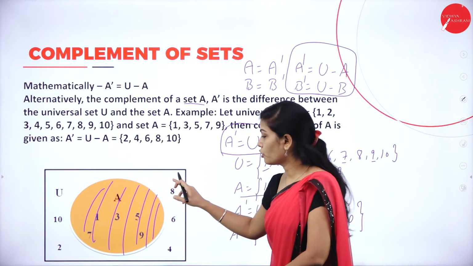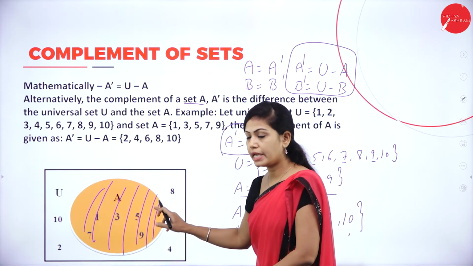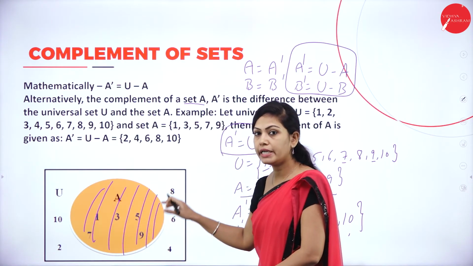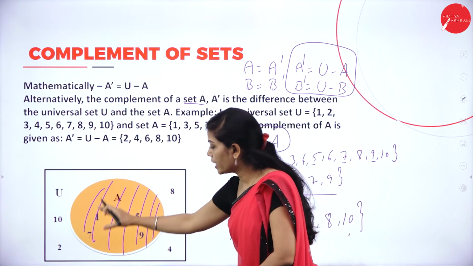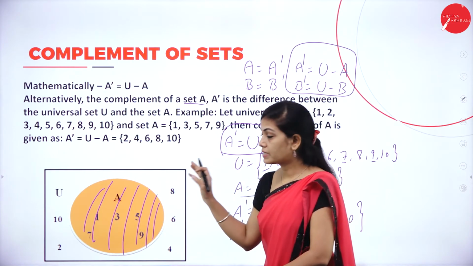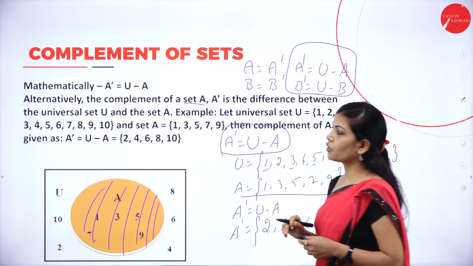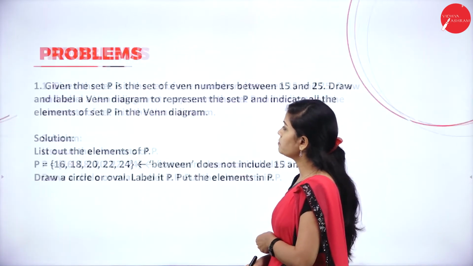The remaining elements of the universal set I have written here, and the remaining elements of set A are 1, 3, 5, 7, 9. So in finding A complement, B complement, C complement, you have to shade only the set elements of A, B, C, etc. Except the universal set, you can shade this region. This is called the complement of sets. Next, we'll see the problems.